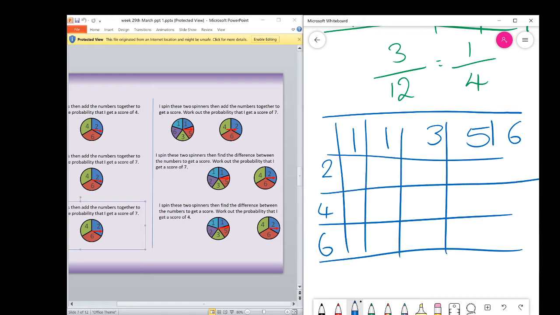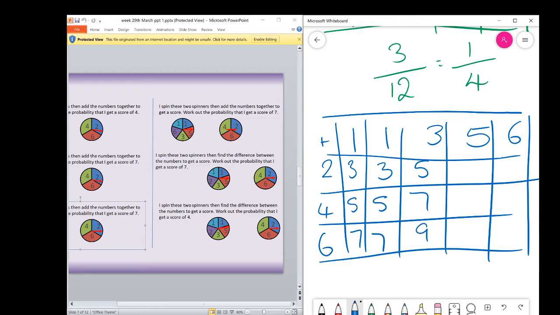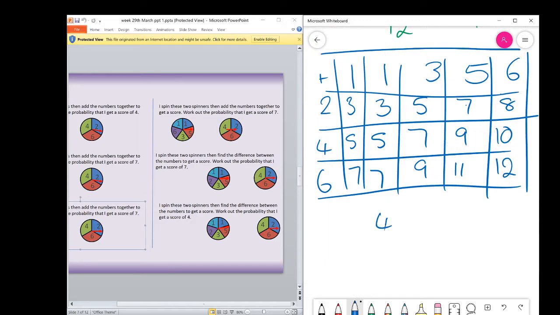So again, drawing it like that. It is another add question. 3, 5, 7, 3, 5, 7, 5, 7, 9, 7, 9, 11, 8, 10, 12. Okay, probability of 7: there are 4 sevens this time, out of a total of 15. And that won't cancel down.